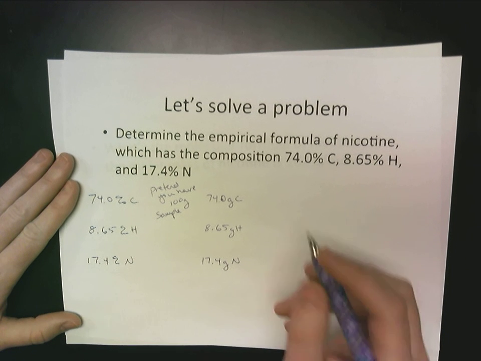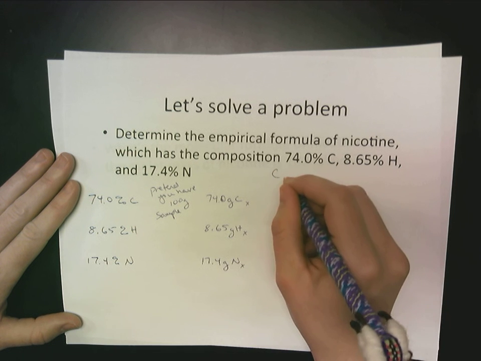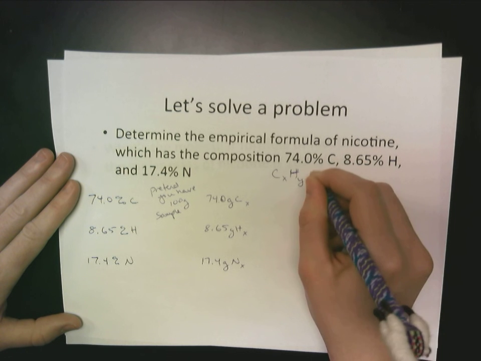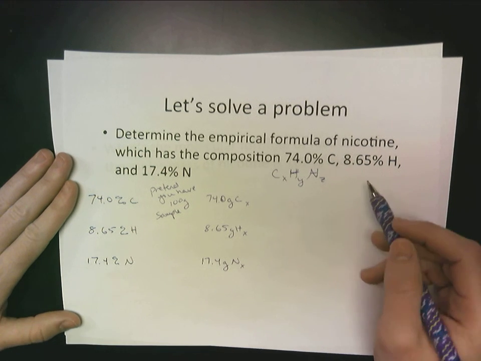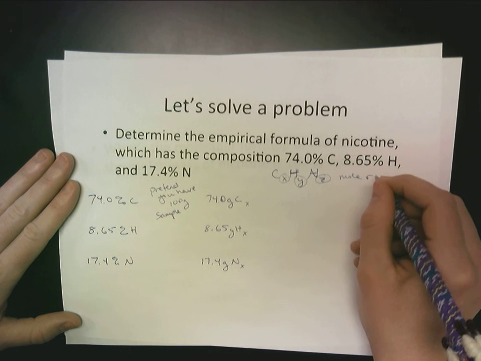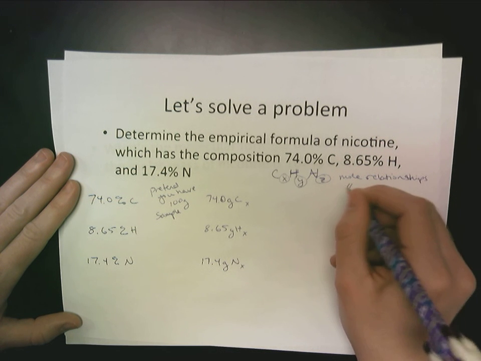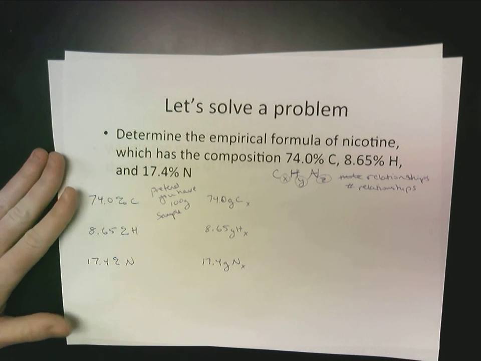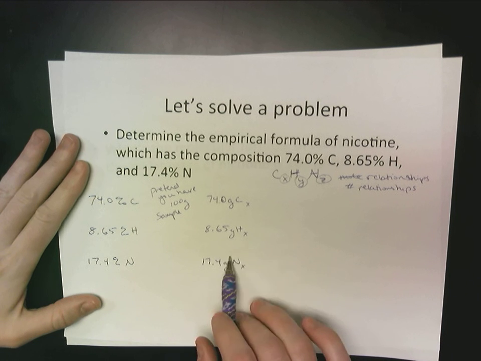Once you have pretended that, you need to convert everything to moles because a chemical formula, right, so our nicotine has the following general formula, CxHyNz. These values are number relationships, not mass relationships. So you need to have these values in moles.